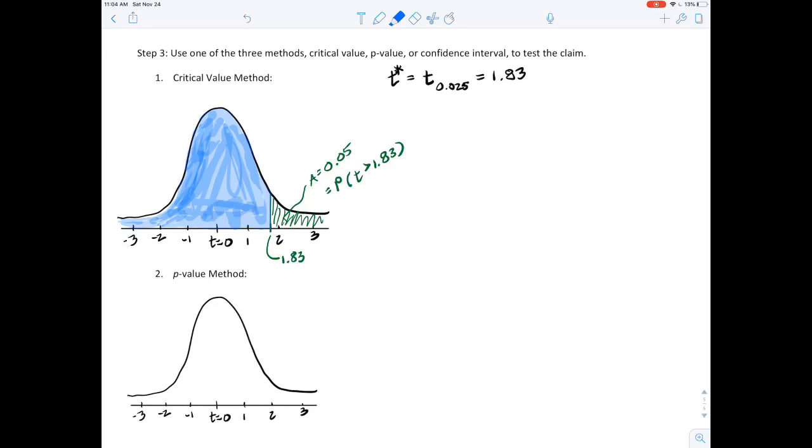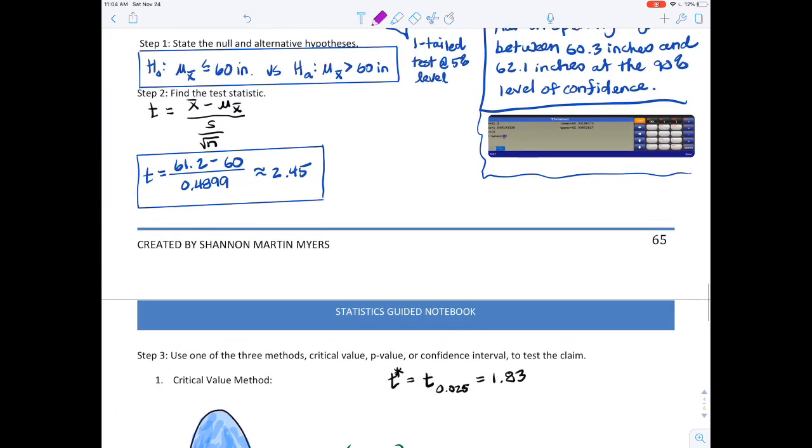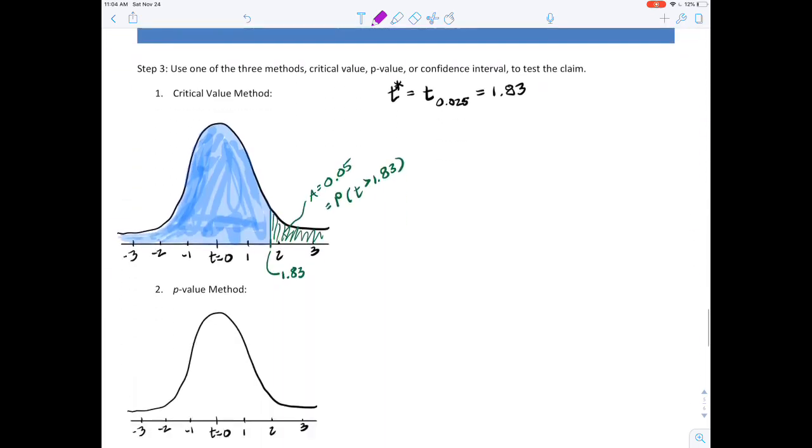And so now what we do is we see, okay, where did our test statistic fall, right? So what was our test statistic? It was 2.45. So t equal to 2.45 will be somewhere around here, right? So here, this is t equals 2.45. And so you see that that falls into the rejection region, right? So we would say, okay, we're going to reject the null. And we'll do our conclusion below.